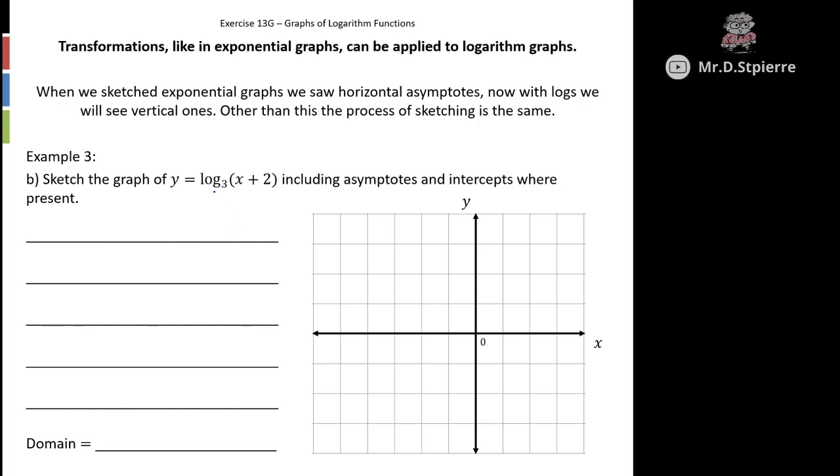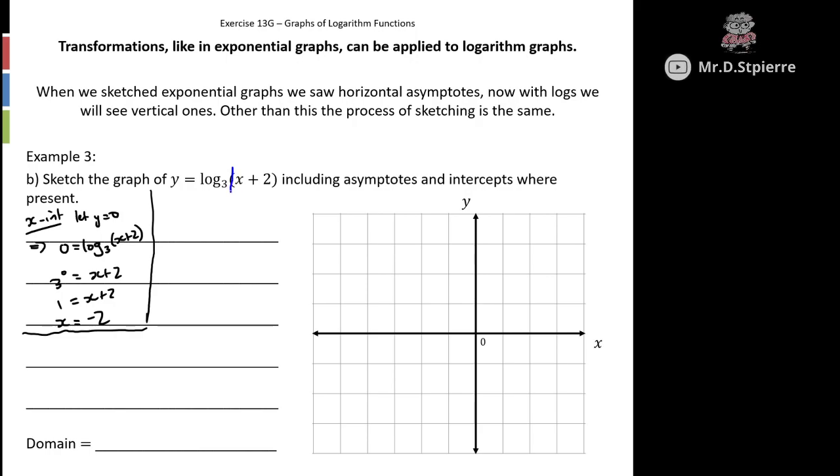Okay. So sketch the graph of y equals log to the base 3 of x plus 2, including any asymptotes and intercepts where they are present. So very first off the bat, let's try and find our x-intercept. So let y equal to 0. It follows that 0 is equal to log base 3 of x plus 2. So we get 3 to the power of 0 is equal to x plus 2. So 1 is equal to x plus 2. So we get x is equal to negative 2. There's our intercept.